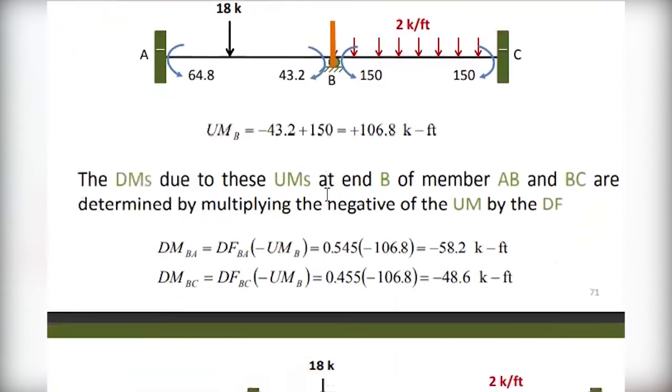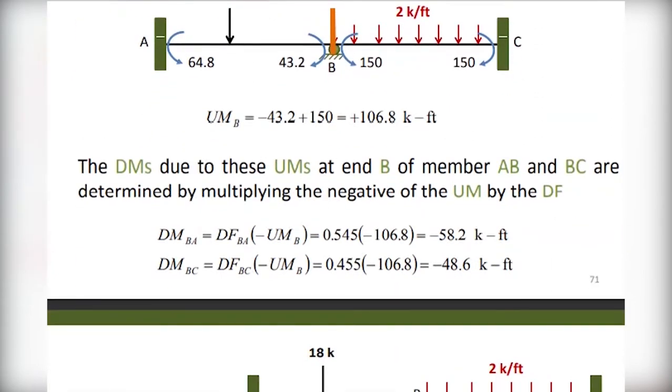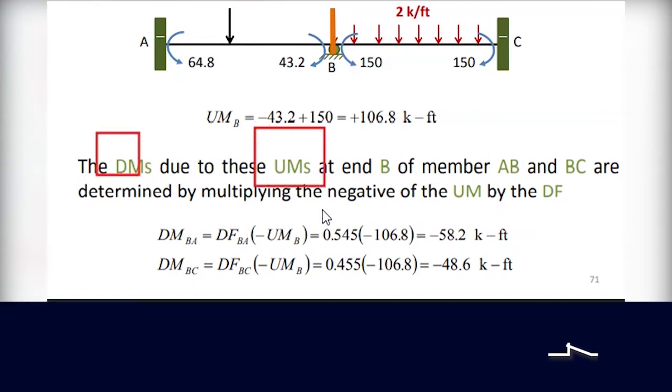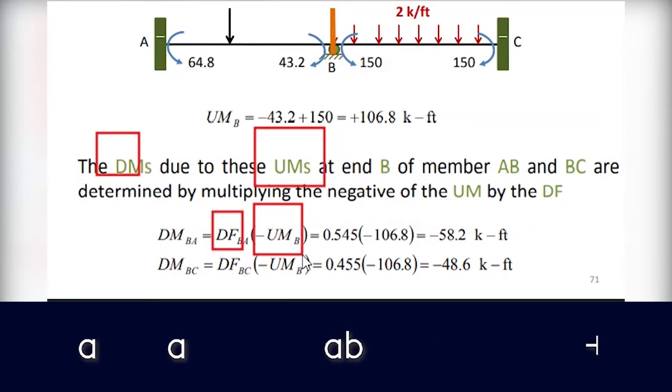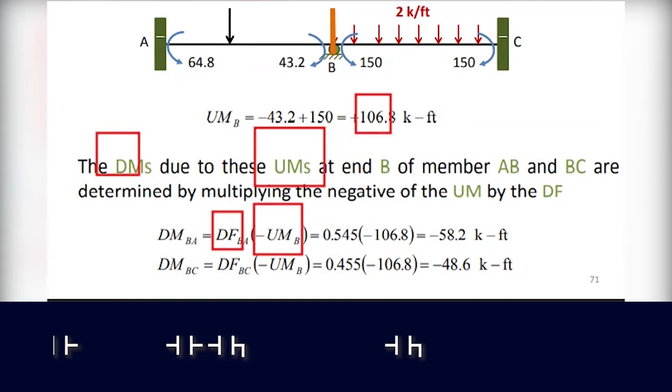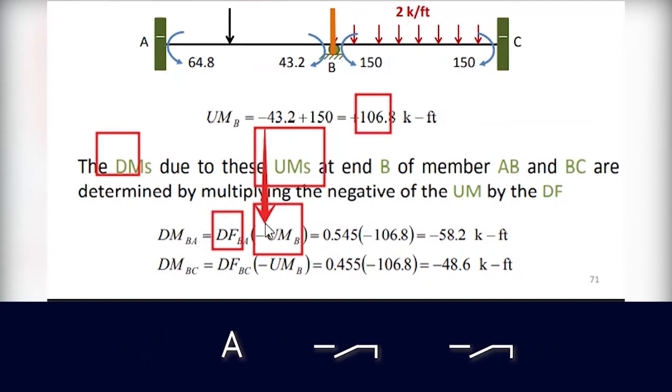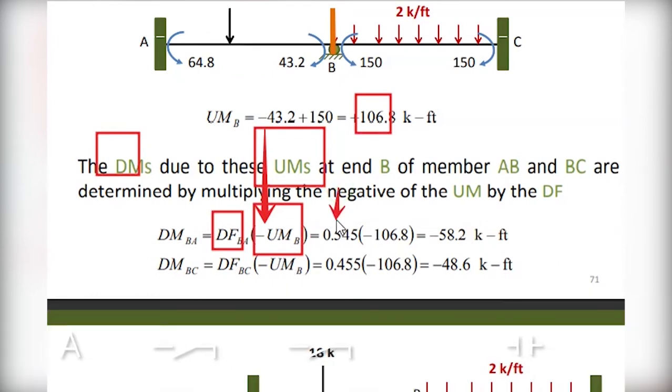Now, proceeding, we shall see the distribution moment. It is a function of the unbalanced moment at that joint times the distribution factor. Now this is the distribution factor and this is the opposite of the unbalanced moment. You remember this is the positive one and this one should be negative. The negative means the opposite of the unbalanced moment, in order to have equilibrium at that joint. So this is the distribution factor times the opposite of this one.